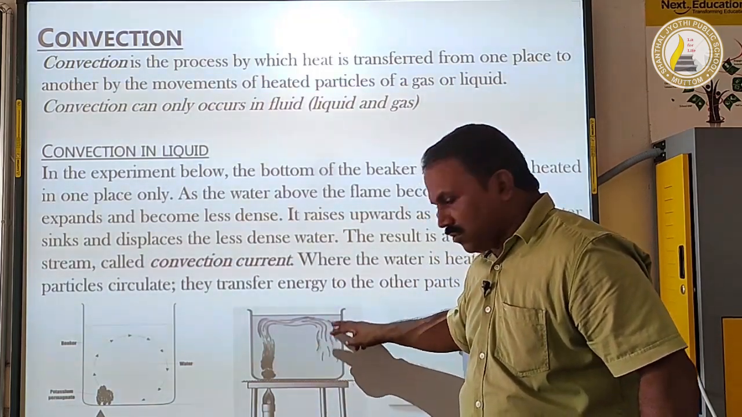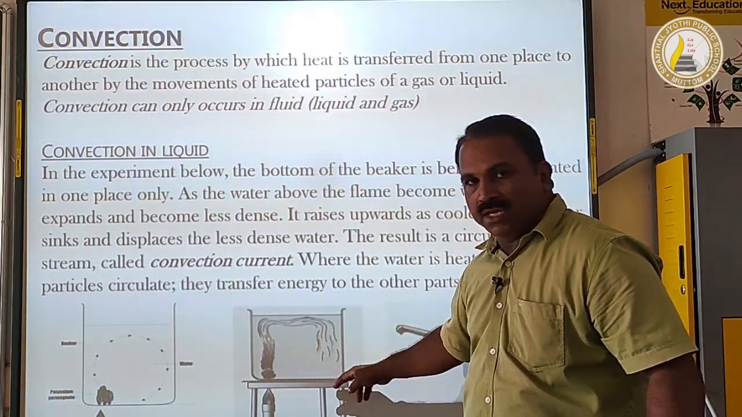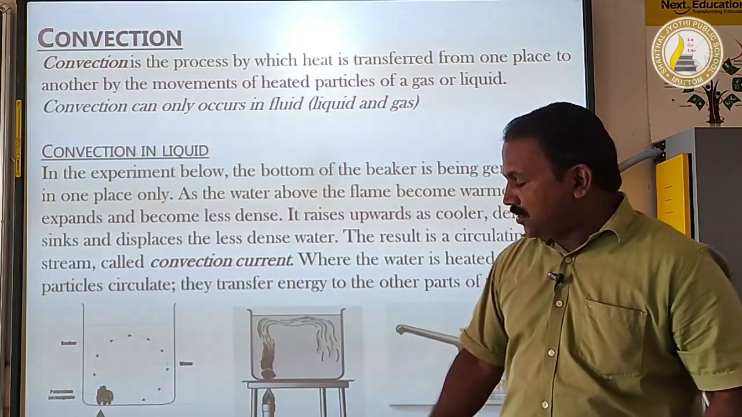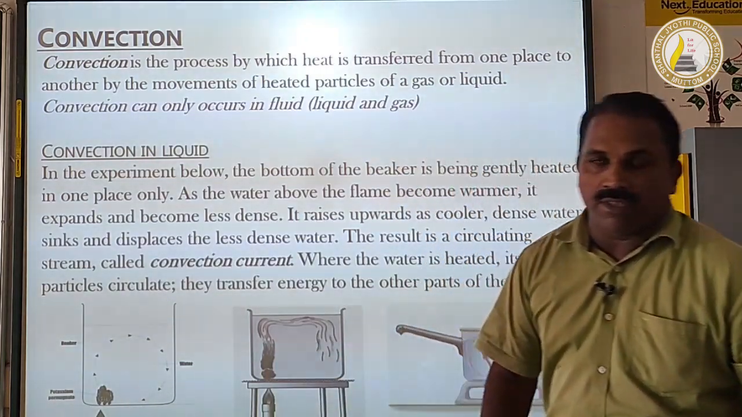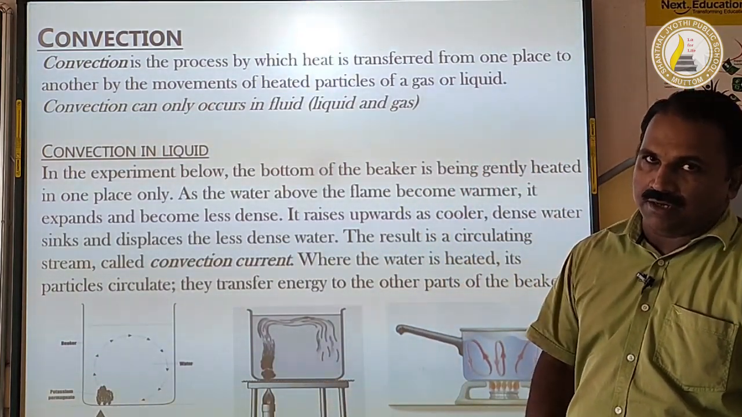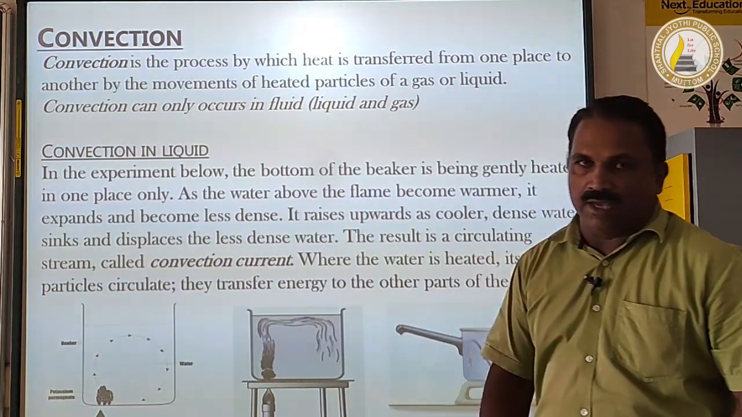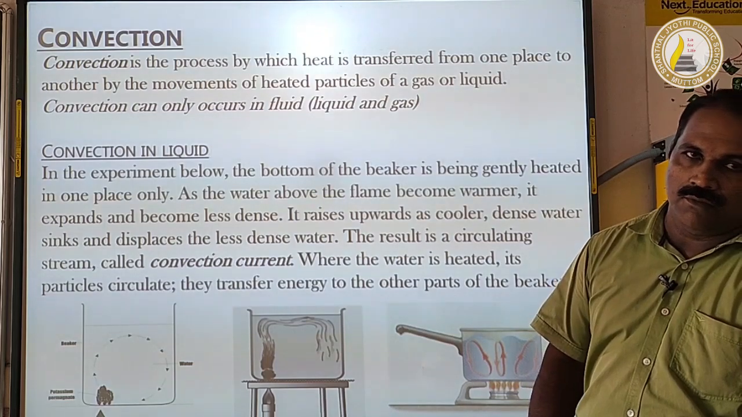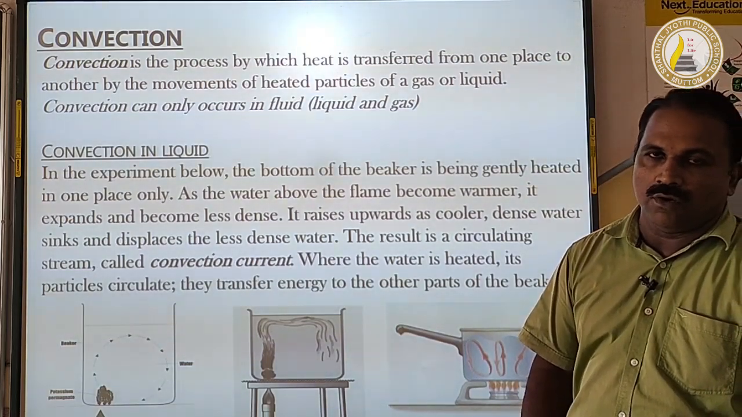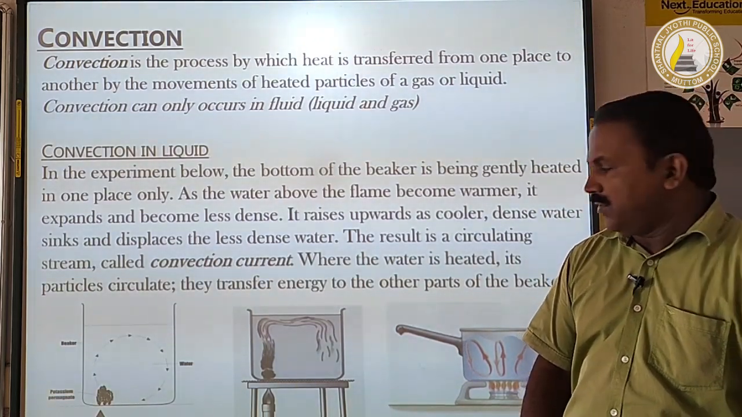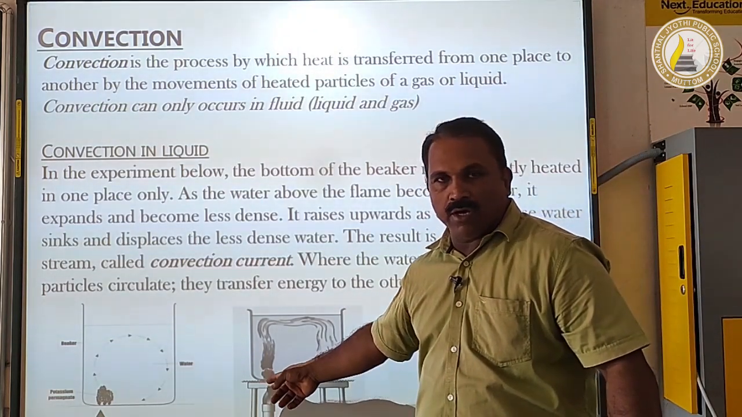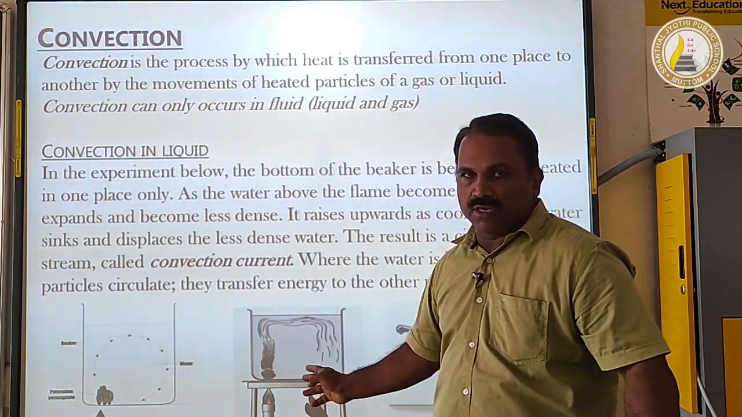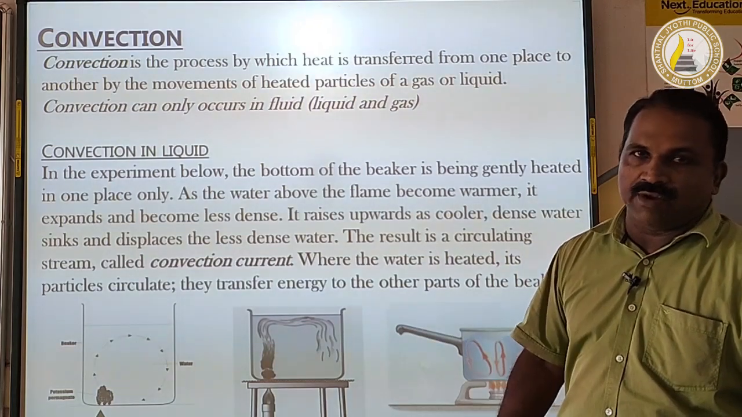Then cold molecules, what will happen? They will sink or move downwards. So, after some time what will happen? All the molecules will be heated. So, convection current occurred. Convection current means heated particles move upward, cold molecules move downward. Or in one word we can say heated molecules rise, cold molecules sink. This process is called convection current.